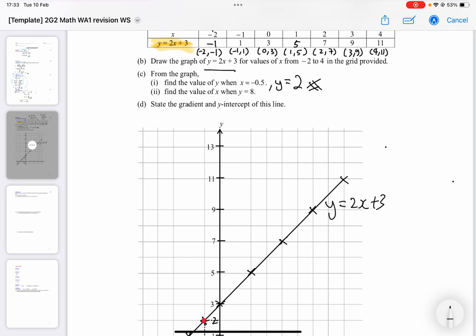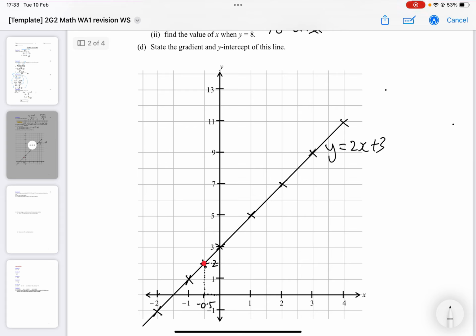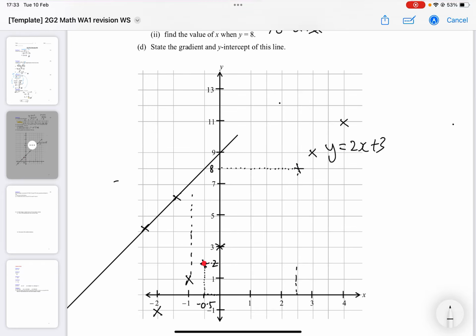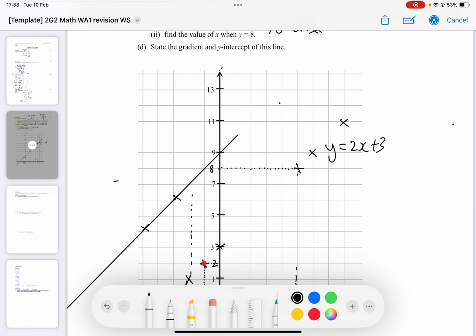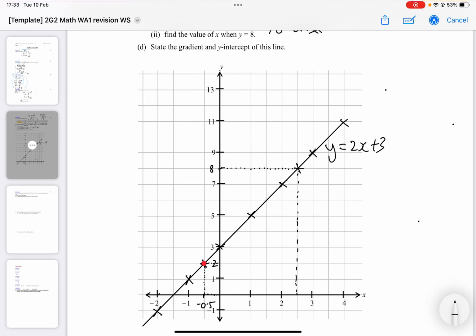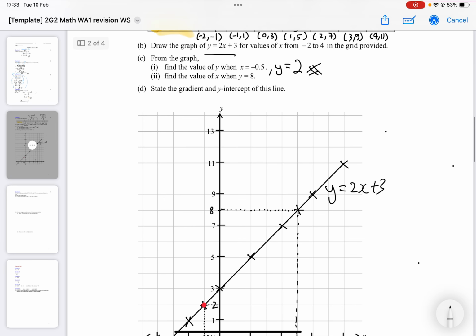Then when y equals 8, I go to where y equals 8. Here is y equals 8. But I want to find where this is on the line, on the graph that I drew. So it must be here. Then I go and read what is this x. On this line, when y is equal to 8, x is equal to positive 2.5.